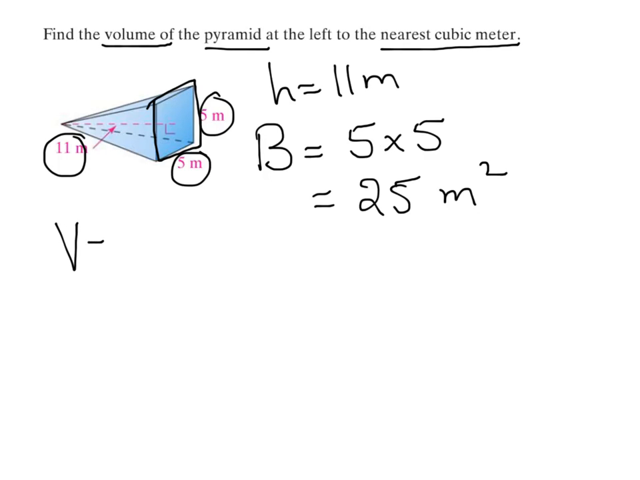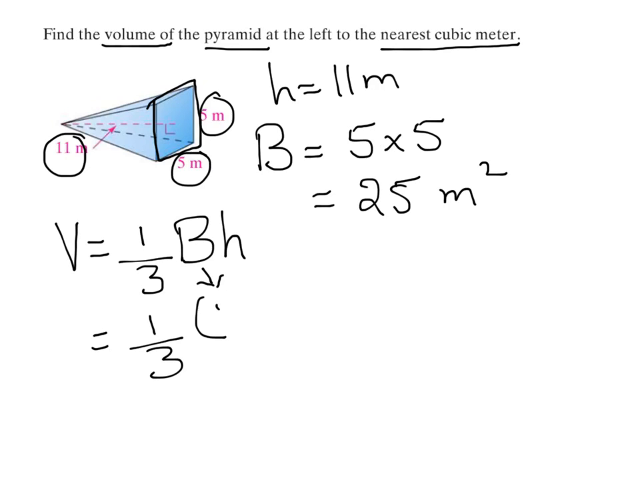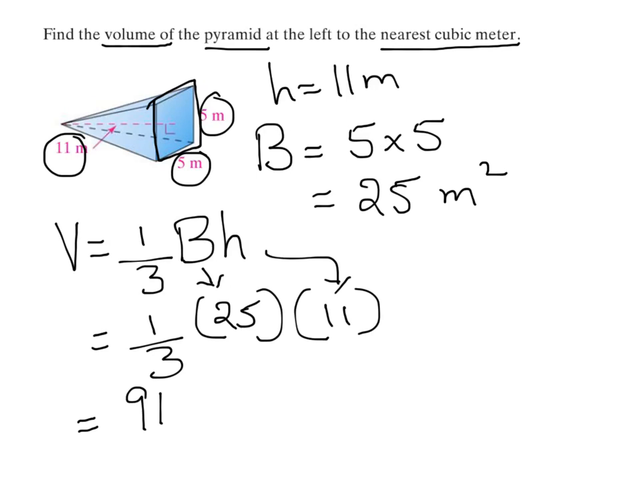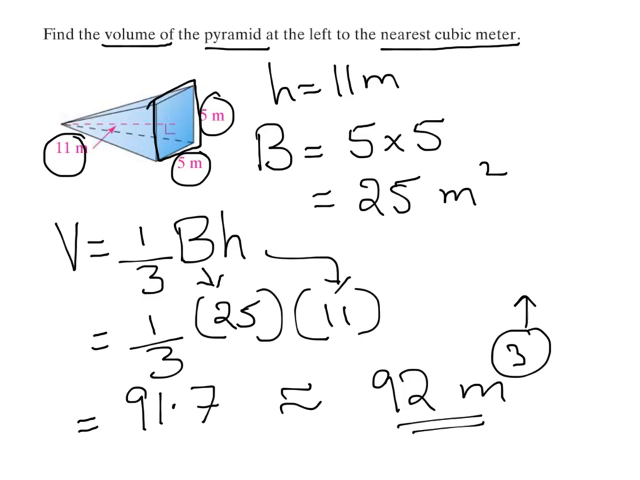What is the formula to find the volume of a pyramid? It is 1/3 area of the base times height. So it's going to be 1/3 times B, which is 25, times height, which is 11. And if we do our calculations, this is going to be 91.7. So approximately 92 meter cube, because it's a volume, so the unit is going to be cubic unit.